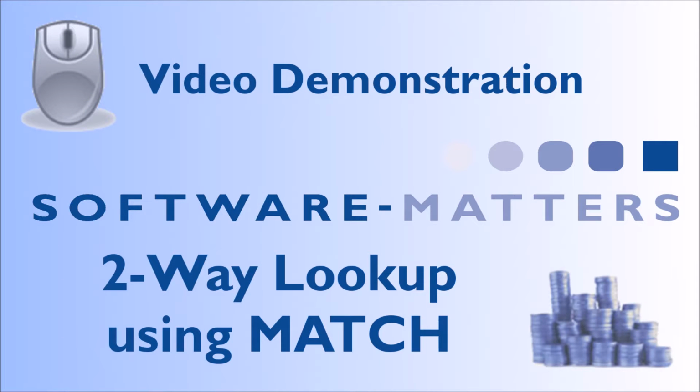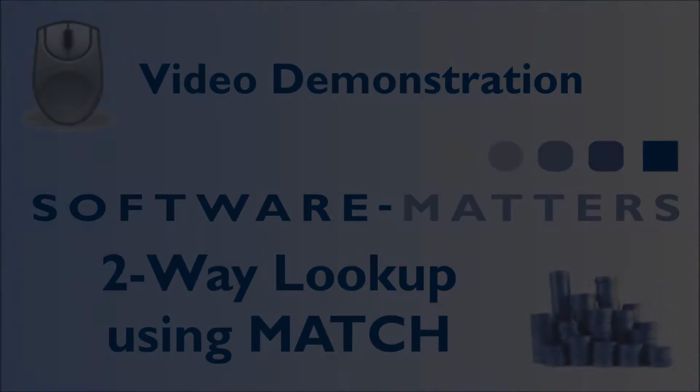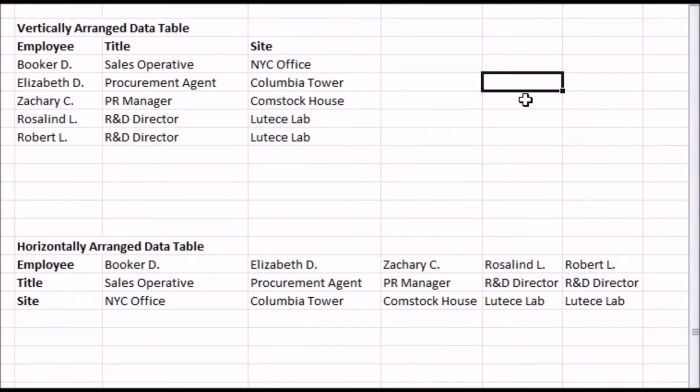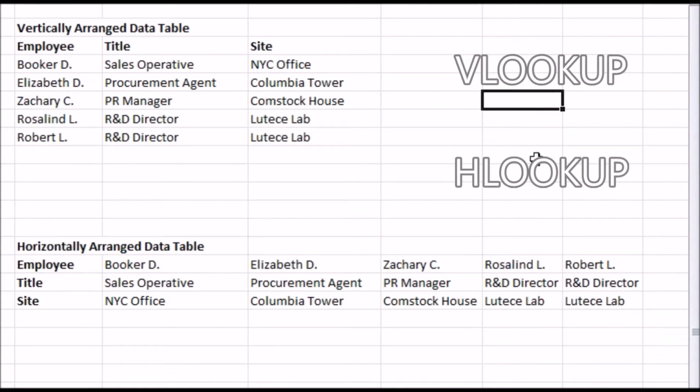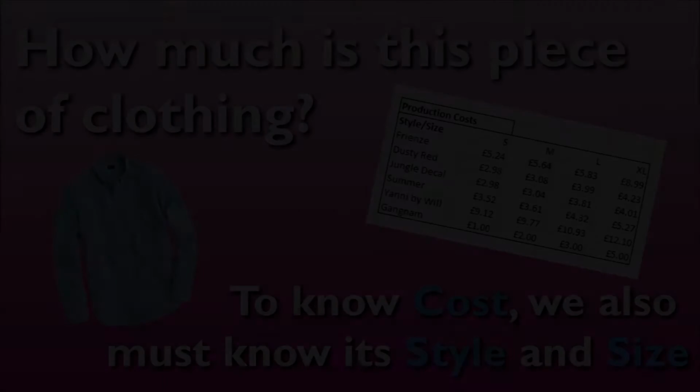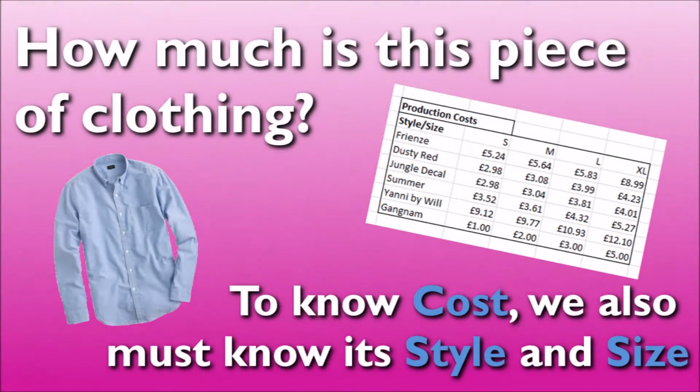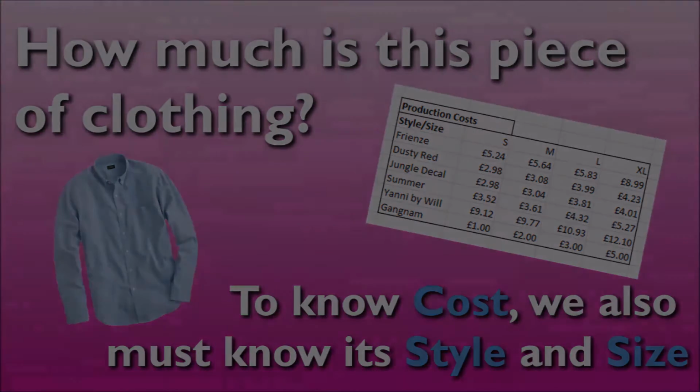We recently crowned lookup functions as the number one Excel technique for ease of use and power. As you might guess, we only scratched the surface of how useful they can be, so now we're going to bring you a demonstration of how to use lookups alongside their sister function, match, to perform a two-way lookup. A two-way lookup is required when the piece of information you need to look up requires two other pieces of information to uniquely identify it.